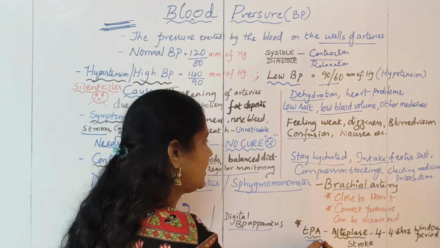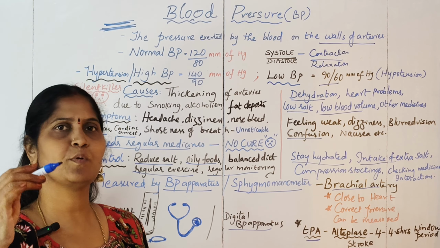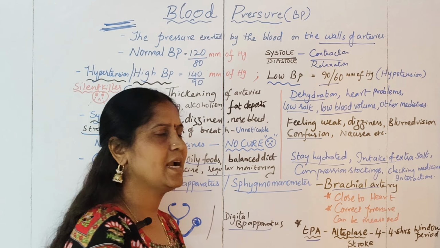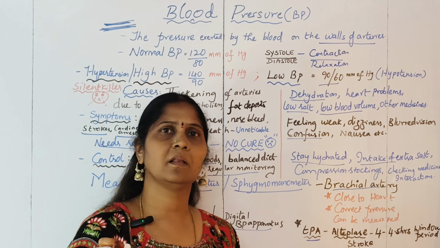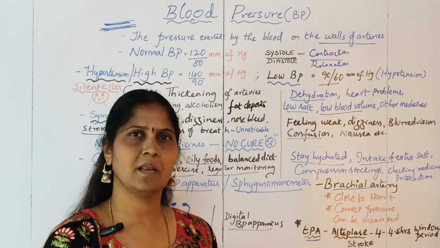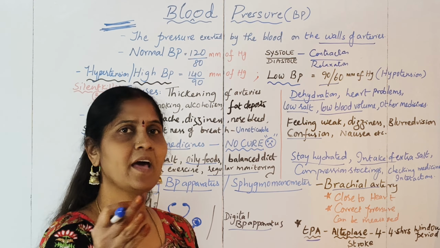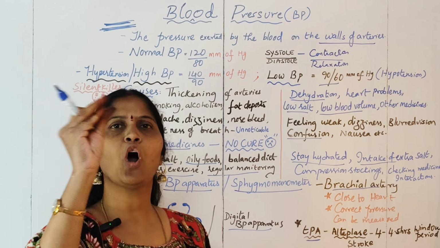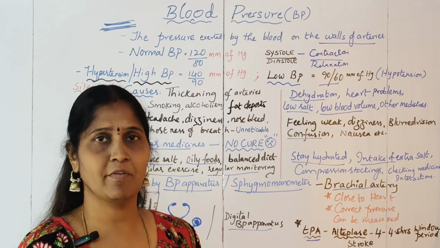Then here I have written something very interesting, TPA, which stands for tissue plasminogen activator. The market name is Altiplase. The medicine is Altiplase. This is a medicine for people who suddenly develop a stroke or paralytic condition. Within a window period of 4 to 4.5 hours, if they are given this particular injection, the TPA injection, the clot that is causing the stroke can be resolved and the paralysis can be reverted.